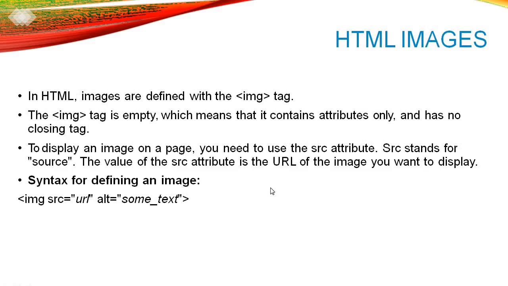Now HTML images. In HTML images, the img tag is defined, which is empty, which means that it contains attributes only and has no closing tag. To display an image on a page, you need to use the src attribute, where src stands for source. The value of the src attribute is the URL of the image you want to display. Here is the syntax of the image tag in HTML: img, src, URL, and the alternative text to be mentioned. So this is the HTML image tag syntax.